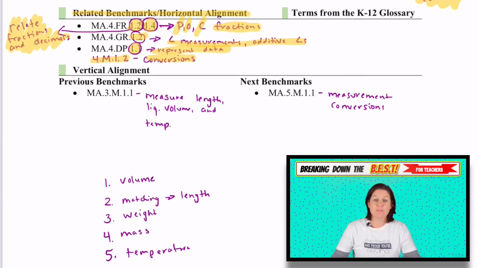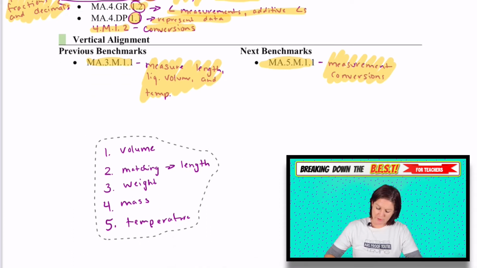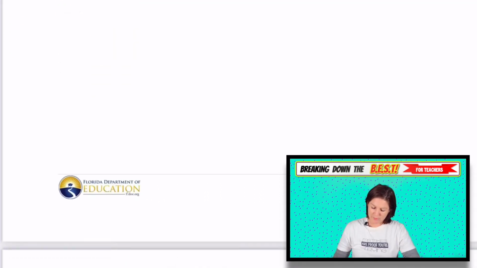So where are they coming from? Well, in 3rd grade, they have a benchmark that requires them to measure length, liquid volume, and temperature. And in 5th grade, we have multi-step problems with measurements that involve more challenging conversions than what we're going over today. Okay, this was just a note for me for how I was building your test in the Gold membership.